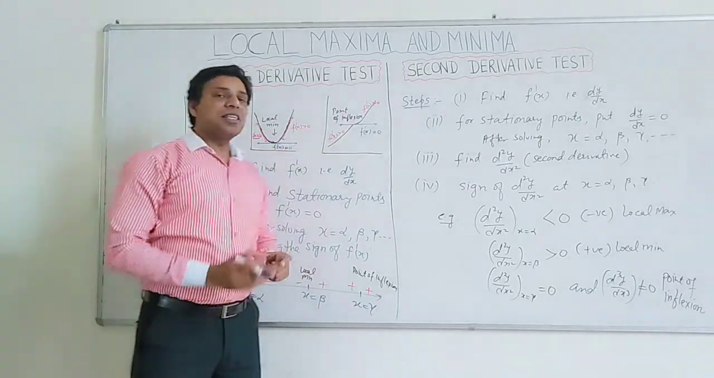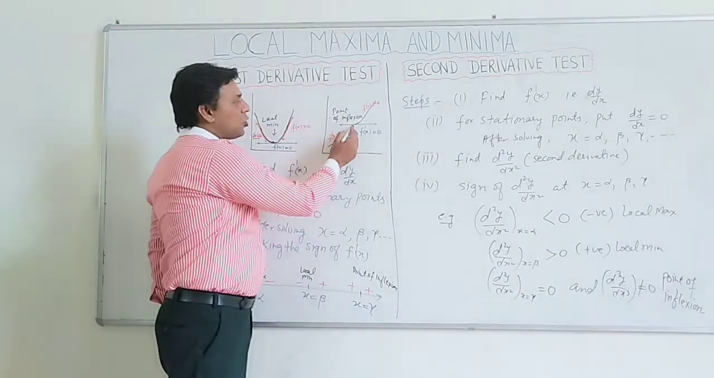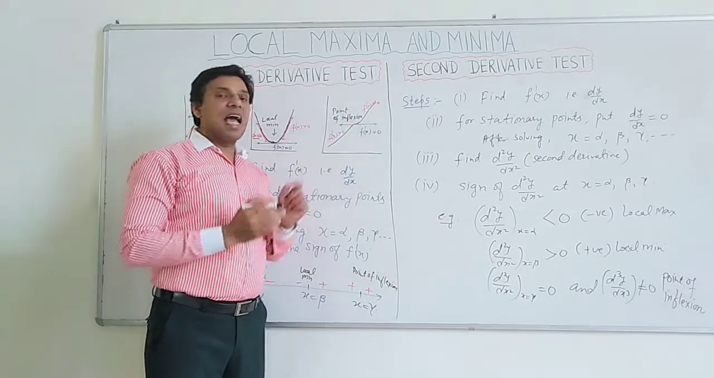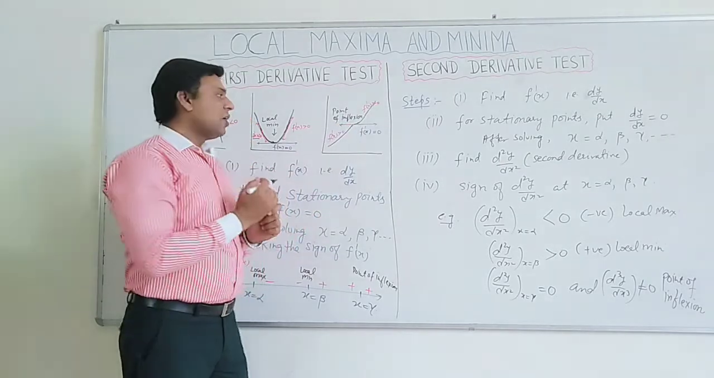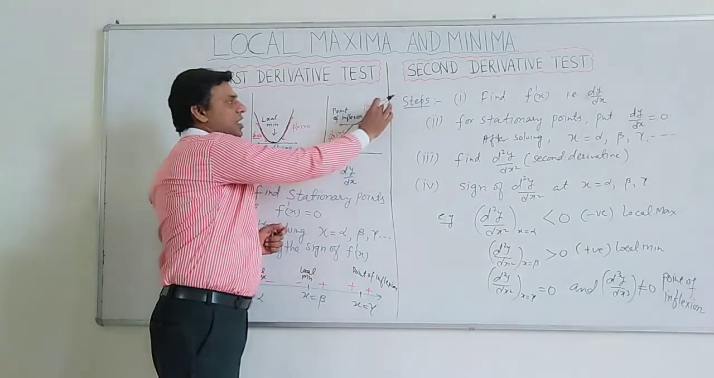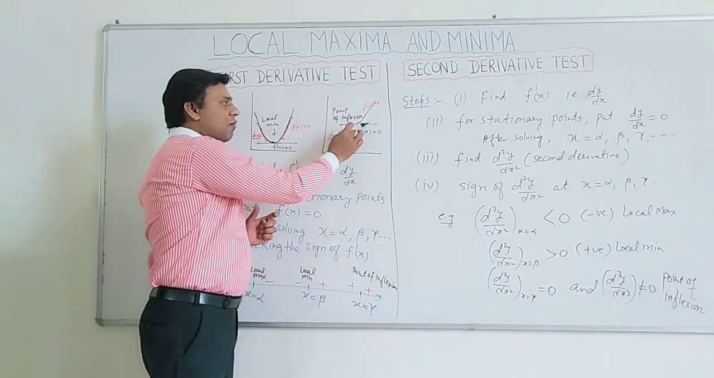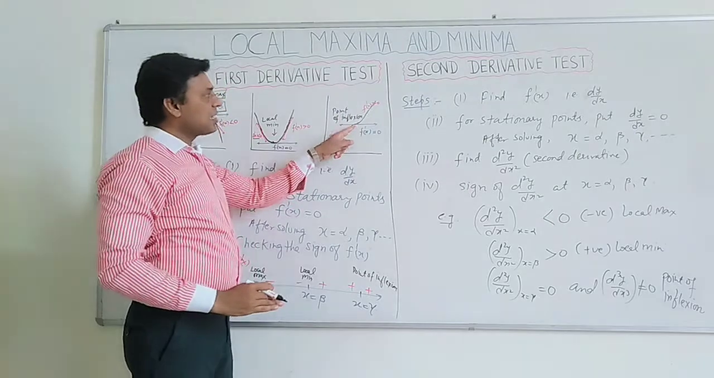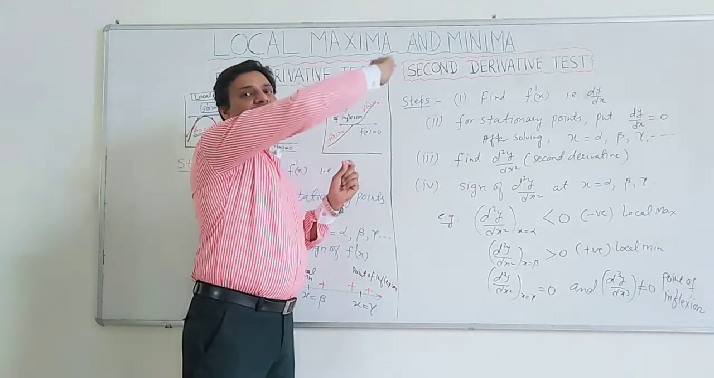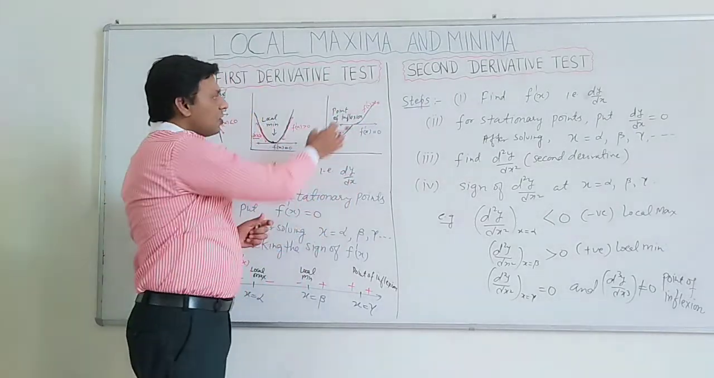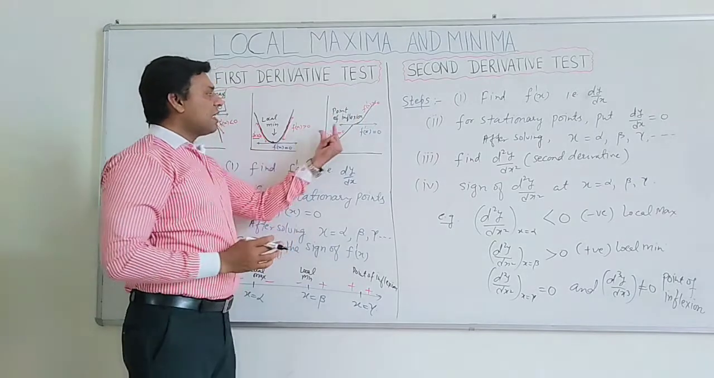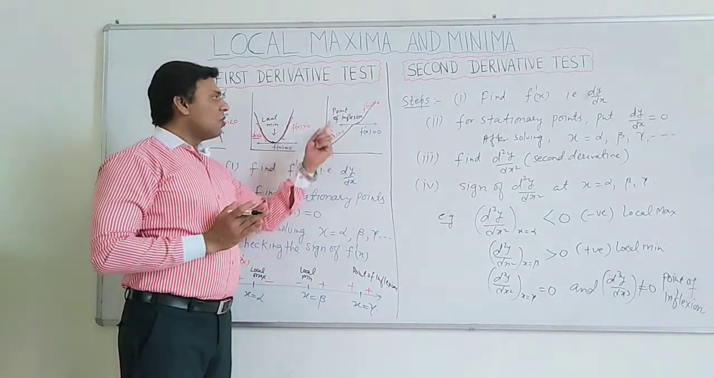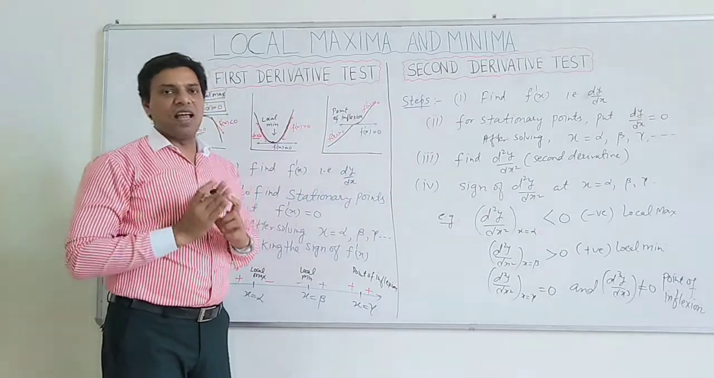Now this is another situation in which, though we have f'(x) = 0, that is, we have a stationary point, the function is not changing its state. Before the stationary point the function was increasing and after the stationary point the function is still increasing. This type of point, where the derivative is not changing its sign, is called a point of inflection.